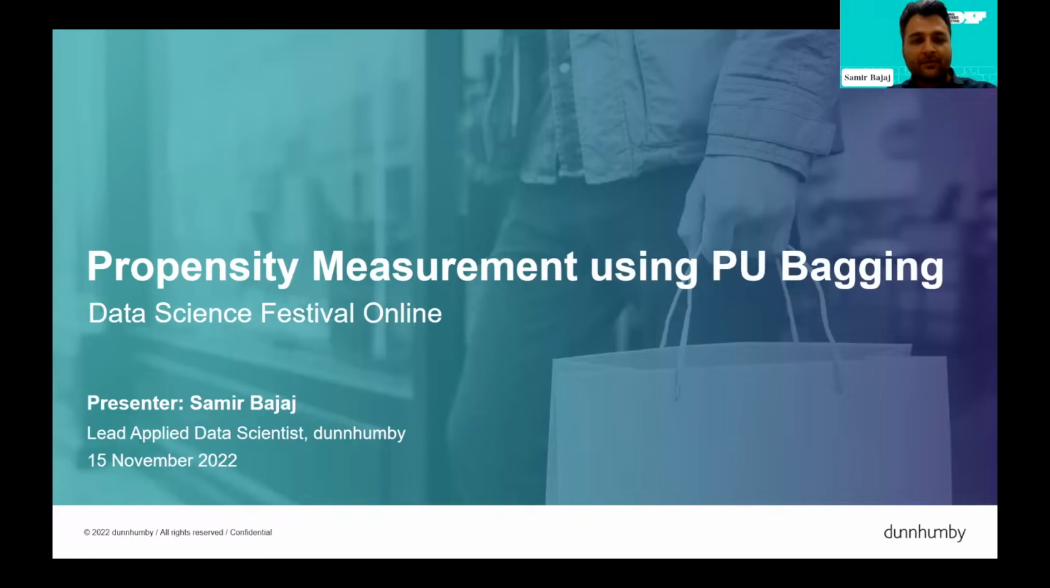Today, I will be talking about propensity measurement using PU bagging. And here by propensity, we mean the likelihood of a given customer to shop online on the retailer's e-commerce portal. PU here stands for Positive-Unlabelled, and it's a semi-supervised binary classification technique, which is trained on a data set where only positive instances are known and the rest are unlabeled or unknown. So they can be either positive or negative, and PU learning thereby enables tagging of those unlabeled instances into positive and negative. How it happens, I will illustrate in the subsequent slides.